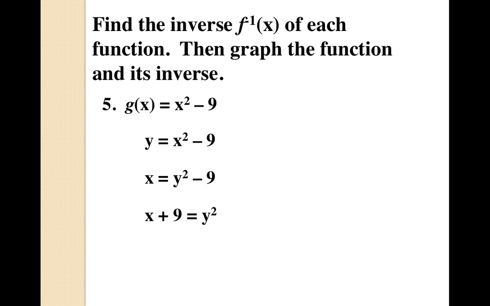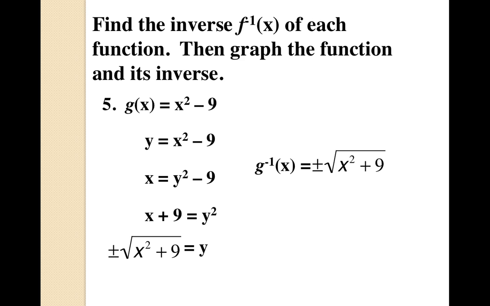Then my goal is to solve for y. That means I'm going to have to add 9 to both sides, and then I'm going to have to take the square root of both sides. And big reminder here is that whenever you take the square root of both sides, you should be thinking plus or minus. So therefore we got plus or minus the square root of x plus 9. So our inverse function is plus or minus the square root of x plus 9.